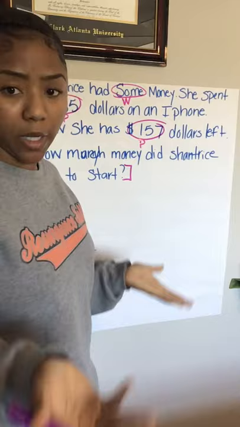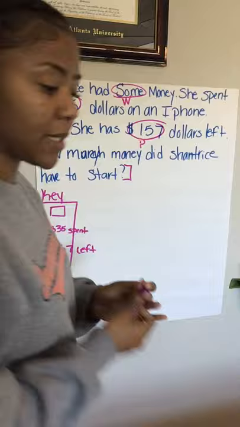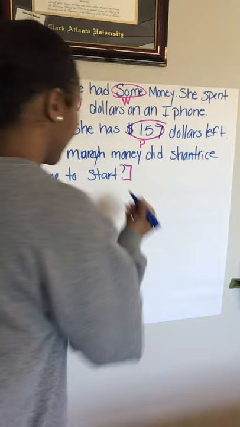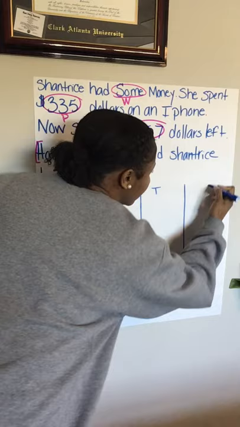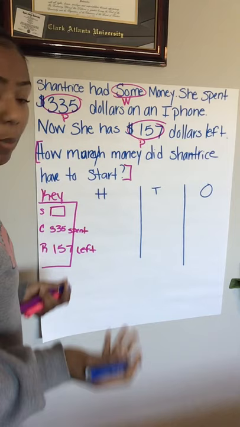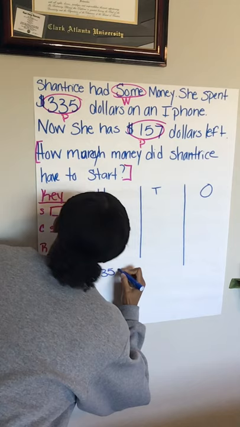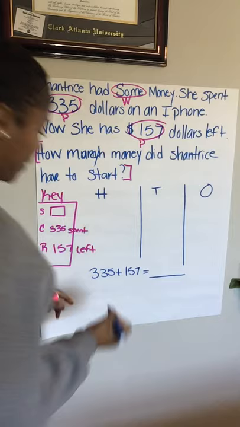We can do different strategies. Today, I want to focus on hundreds, tens and ones. We're going to use our hundreds, tens and ones place value disks. Super easy. I know I'm going to represent both parts. I'm thinking in my head, this is going to look like 335 plus 157 equals some number that she got. These are my parts to get to my whole.